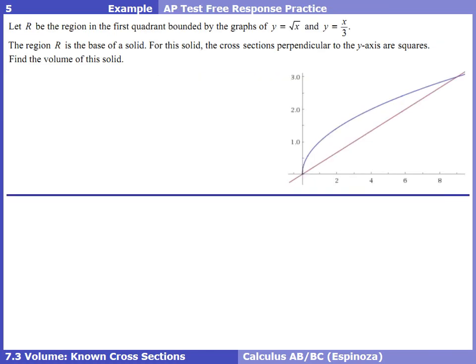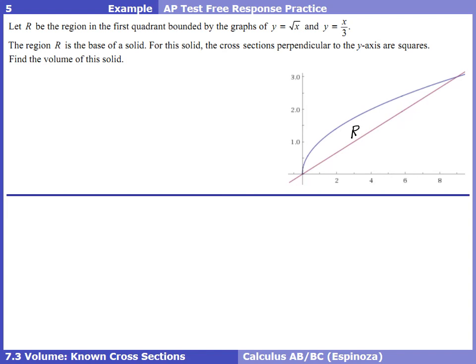Okay, so let's take a couple AP test free response question examples here. We're going to let R be the region in the first quadrant bounded by square root of x and x over 3. And of course, I guess this would be R. It's not labeled as R, but this would be the area R. And that's going to serve as the base of a solid.